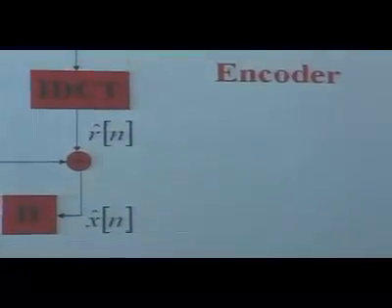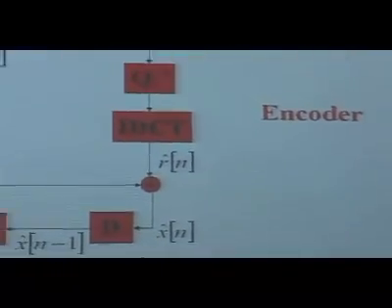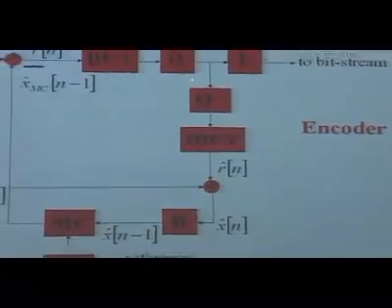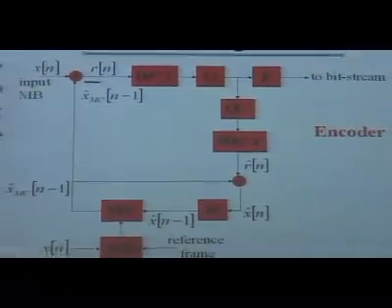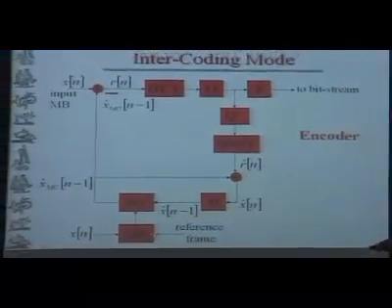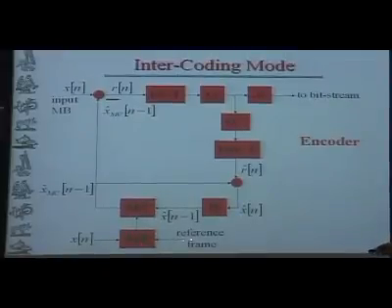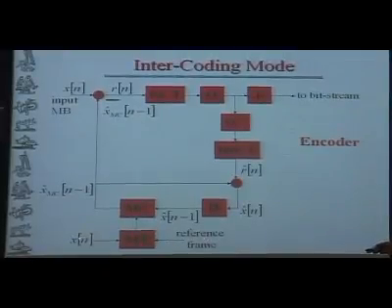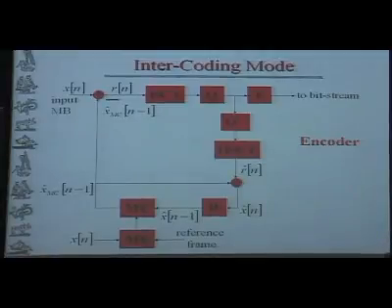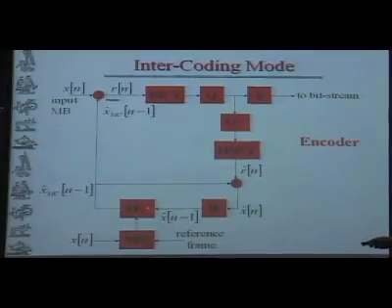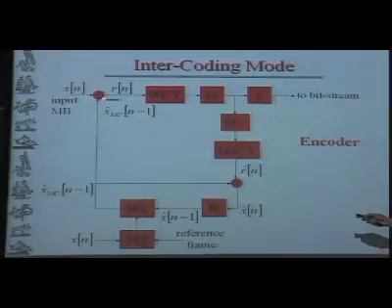The inter-coding mode is slightly more complicated. For each block, the input to the motion estimation module is the reference frame and the current block. Xn is a block, the 16 by 16 square block. That block gets motion compensated, and then the difference between the motion compensated block and the original block is encoded and goes to the bit stream.